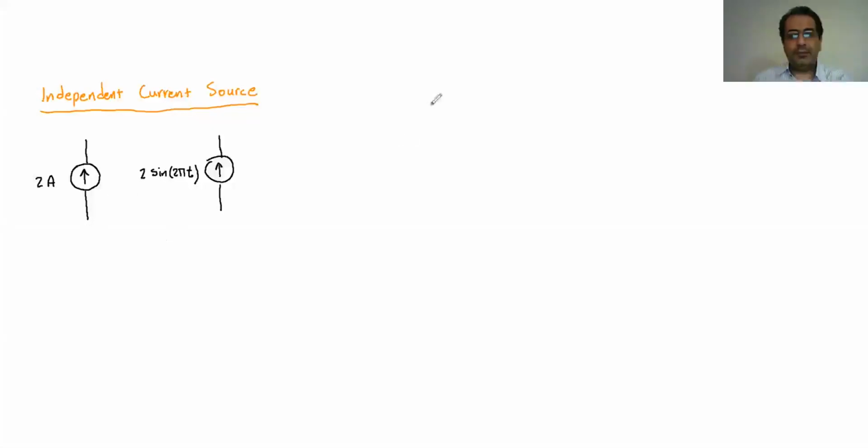Similar to what we had before for the voltage, we can have the dependent current source. The dependent current source also depends on something else in the circuit, and as I said, it's going to be shown like this. So whenever we have it like that, it's going to be shown as dependent.